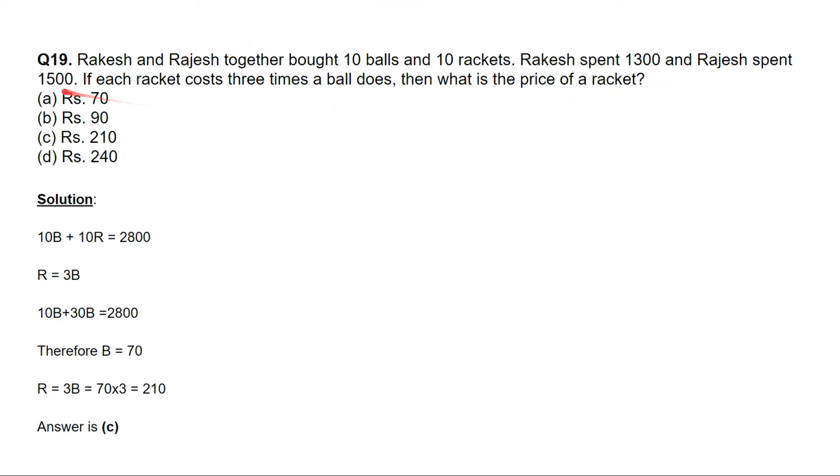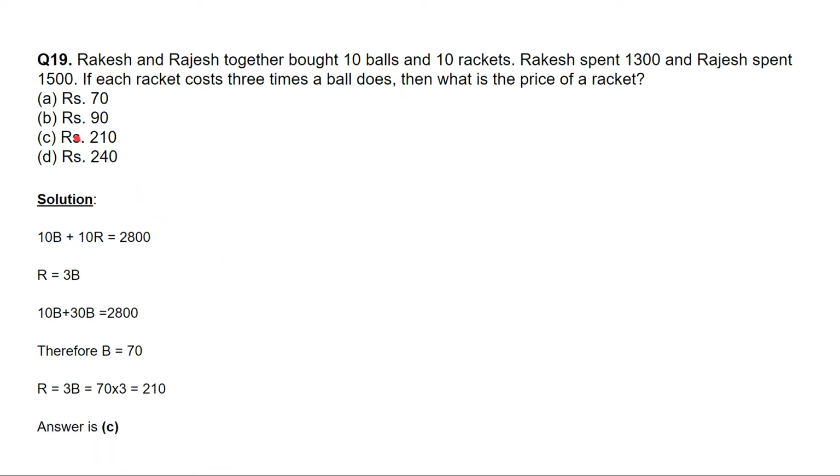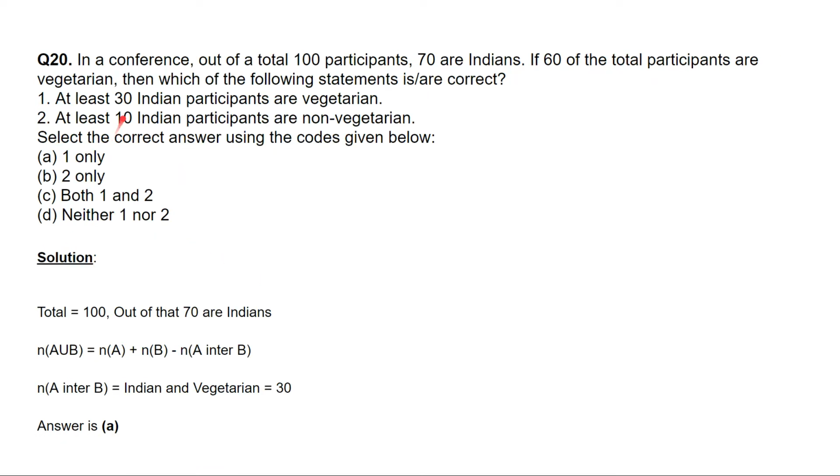Rakesh and Rajesh together bought 10 balls and 10 rackets. Rakesh spent 1300 and Rajesh spent 1500. So the total amount they spent is 2800. They bought 10 balls and 10 rackets. Now we are given here that one racket's cost is equal to 3 times the cost of a ball. So if you substitute this in the first equation, we are going to get the price of the ball as 70. And here we have to find the price of the racket, which will be 3 times the price of the ball, that is 210. So the correct answer here is C.